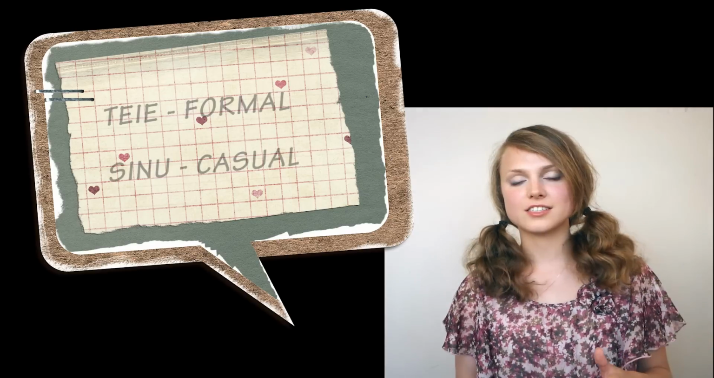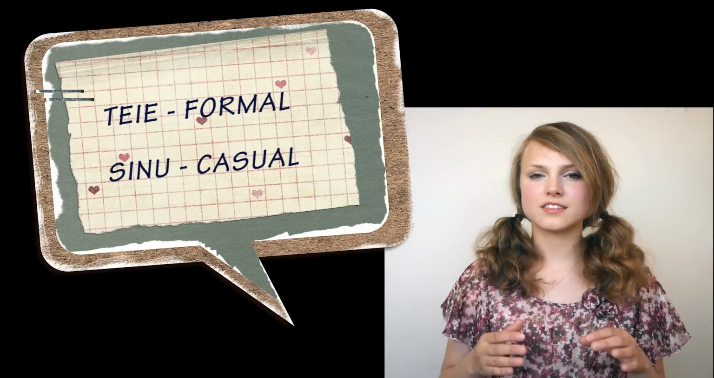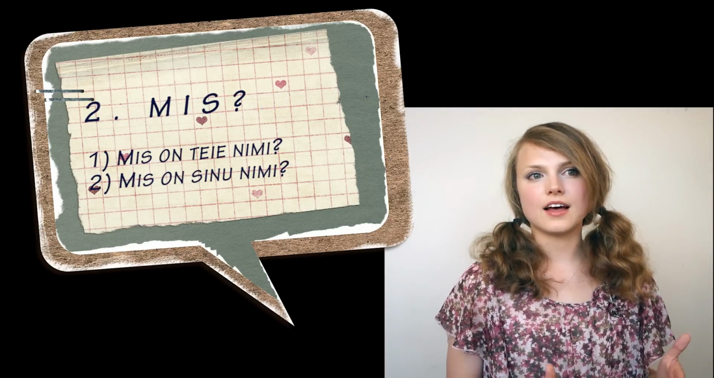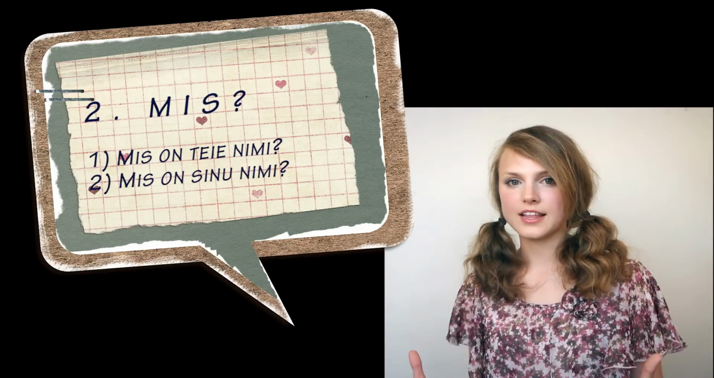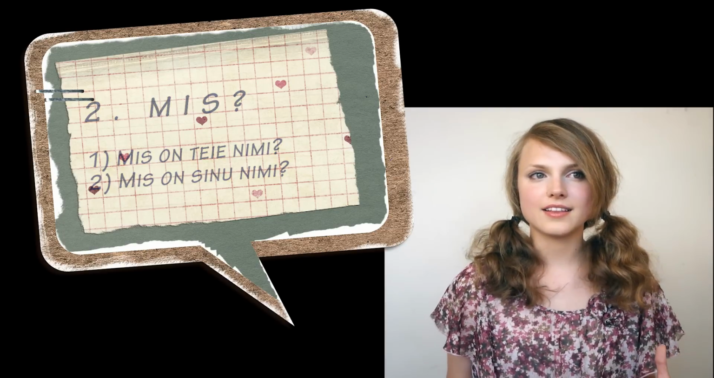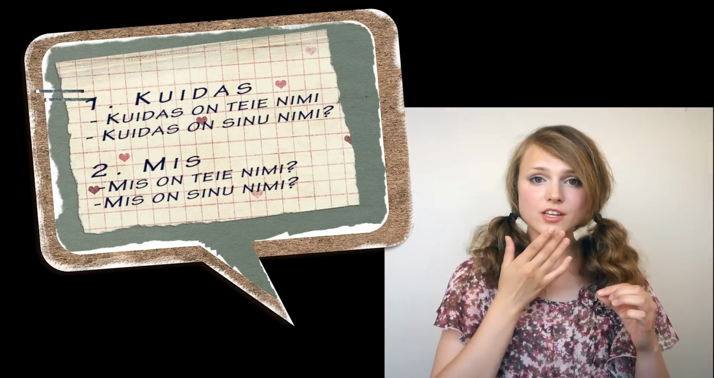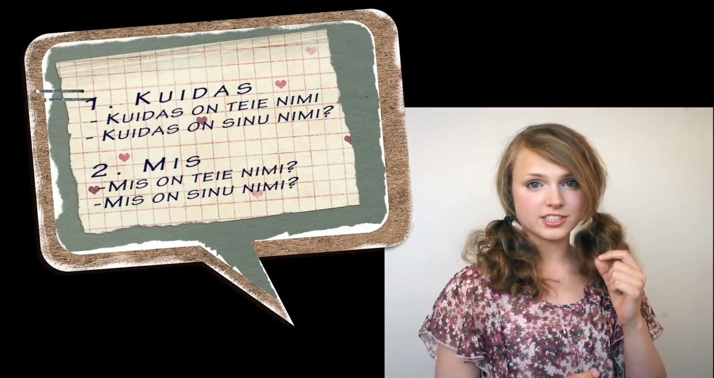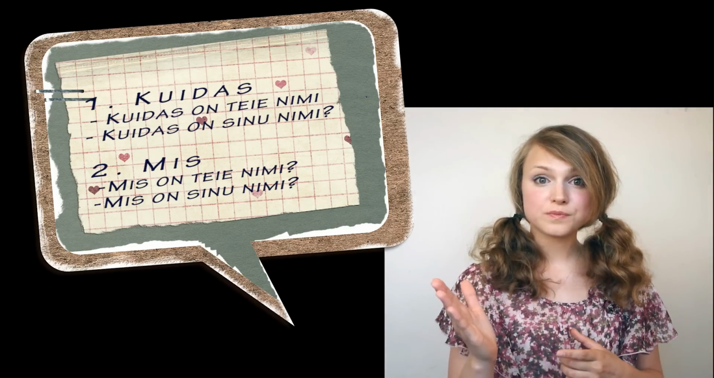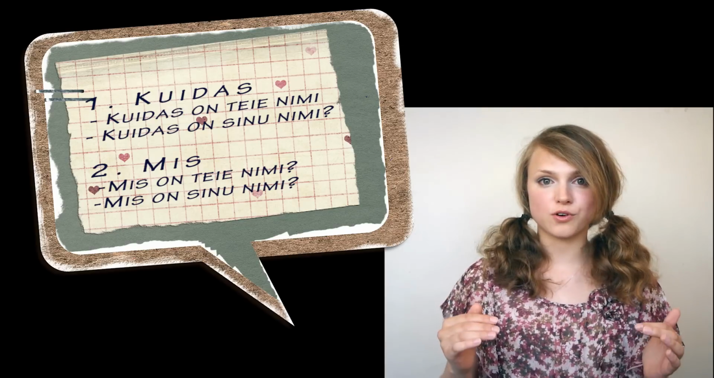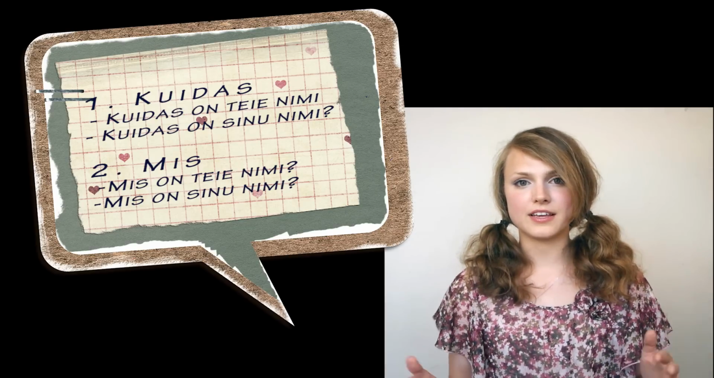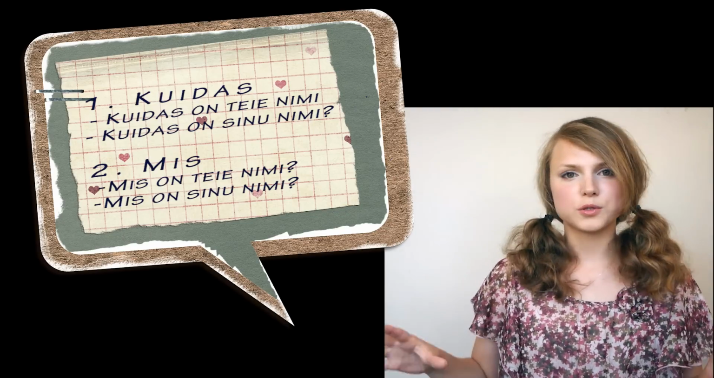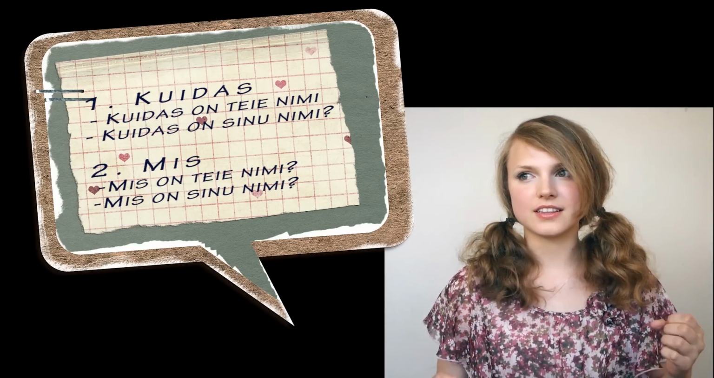You can use teie or sinu. Teie makes it a bit more formal, and sinu is really friendly. So yeah, you can use mis on sinu nimi in a friendly situation, and mis on teie nimi you can use in a formal situation. And so you can see in 2 sets you've got really similar ways how the sentence is built up, and by changing just the word you make it more formal or less formal. And also kuidas on teie nimi is pretty crazy formal, and then mis on teie nimi is a bit more cool down and more nice in the sense of relaxed.